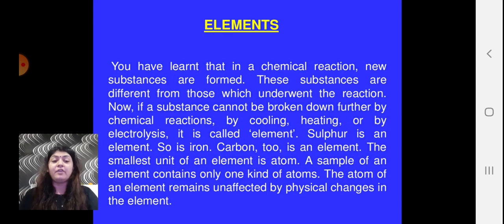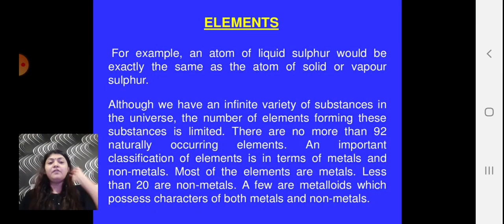The atom of an element remains unaffected by physical change. For example, an atom of liquid sulfur would be exactly the same as an atom of the solid or the vapor state. Even if you change their states from liquid to solid or from solid to gas, their atoms do not change their property. They remain intact.